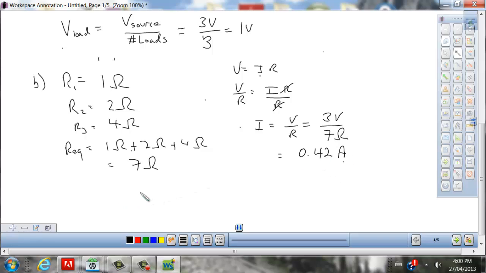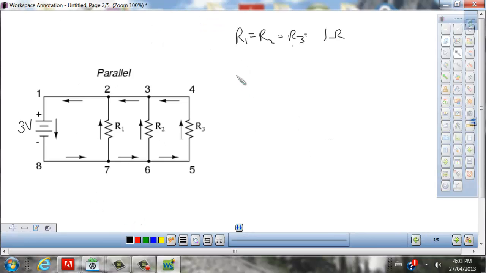Now, to calculate the voltage drop across each individual load, you have to use this value and each individual resistance. So you have to do it 3 times. V1 now becomes I times R1, which is going to be 0.42 times 1 ohm, which is going to be 0.42 volts. For parallel circuit arrangement, the situation is somewhat different.